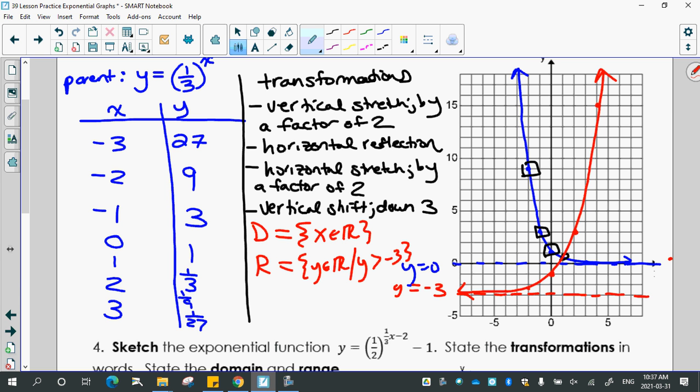And remember, still checking that your words agree with your picture is always a good thing. Is it stretched out? So is it steeper than the blue one? Yes. Okay, it takes up more space vertically. Is it reflected horizontally? So they're mirror images this way? Yes. Horizontal stretch by a factor of 2? Yes. Takes more space up horizontally per little segment, I guess. And down 3. Okay.